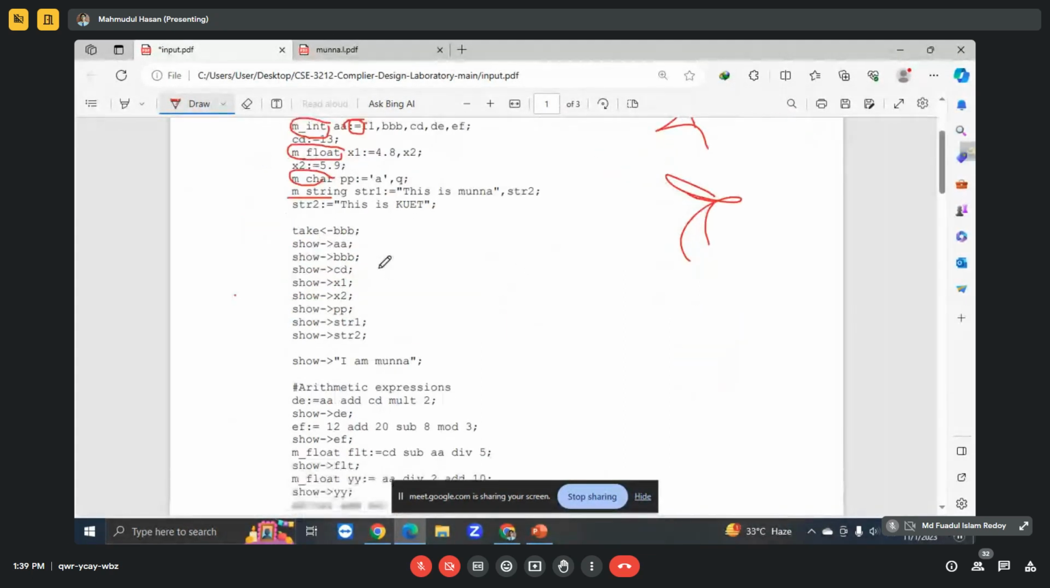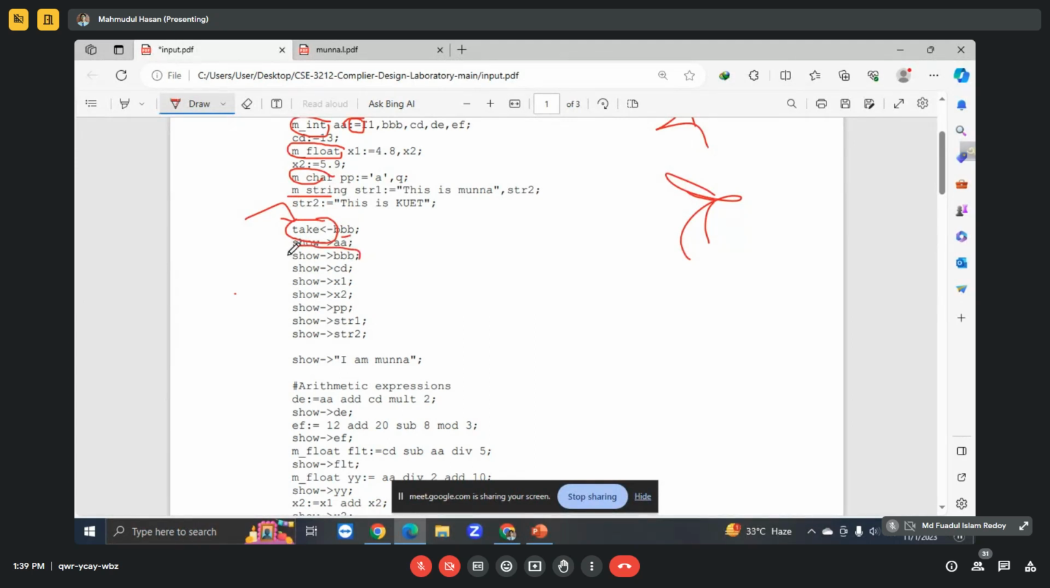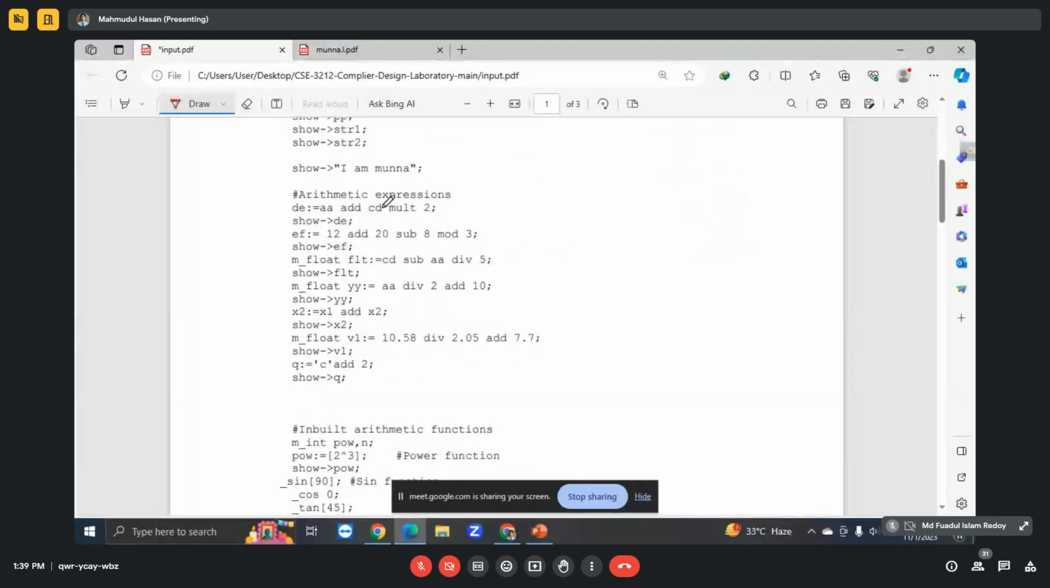So this one is equivalent of scanf. This one performs the task of scanf. Take means take the value of this variable. Show means printf. Okay, got it? Yes, sir. Then add means plus, then this one means multiplication, then mod means modulus, and so many things there.